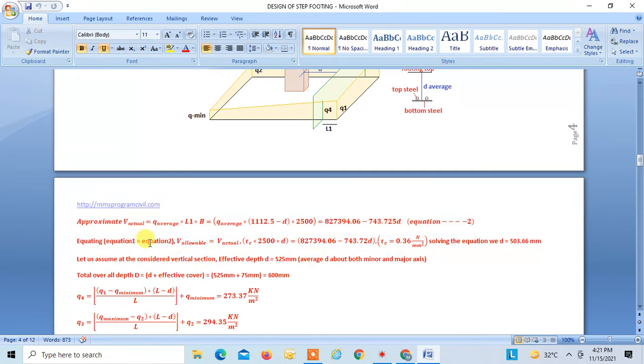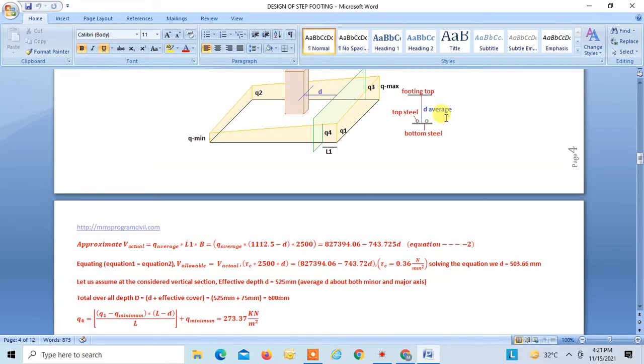Now equating equation 1 equal to equation 2, we get the value of average D, that is equal to 503.66 mm. Now we will round off this value and we will take an average effective depth D equal to 525 mm. So this is what we are taking, this average D as 525 mm.